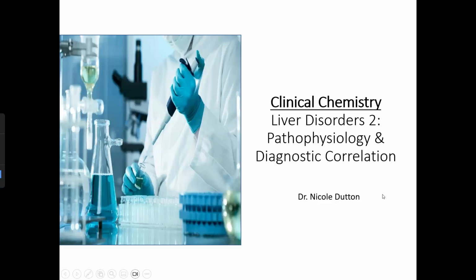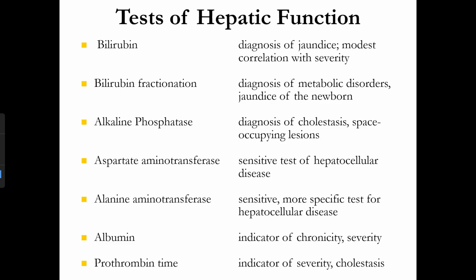Liver disorders 2, so pathophysiology and diagnostic correlation. So when you come in to get some blood work done, they run a series of different types of panels, and panels will just have multiple tests in them to attempt to diagnose a particular state associated with different organs or organ systems in the body.